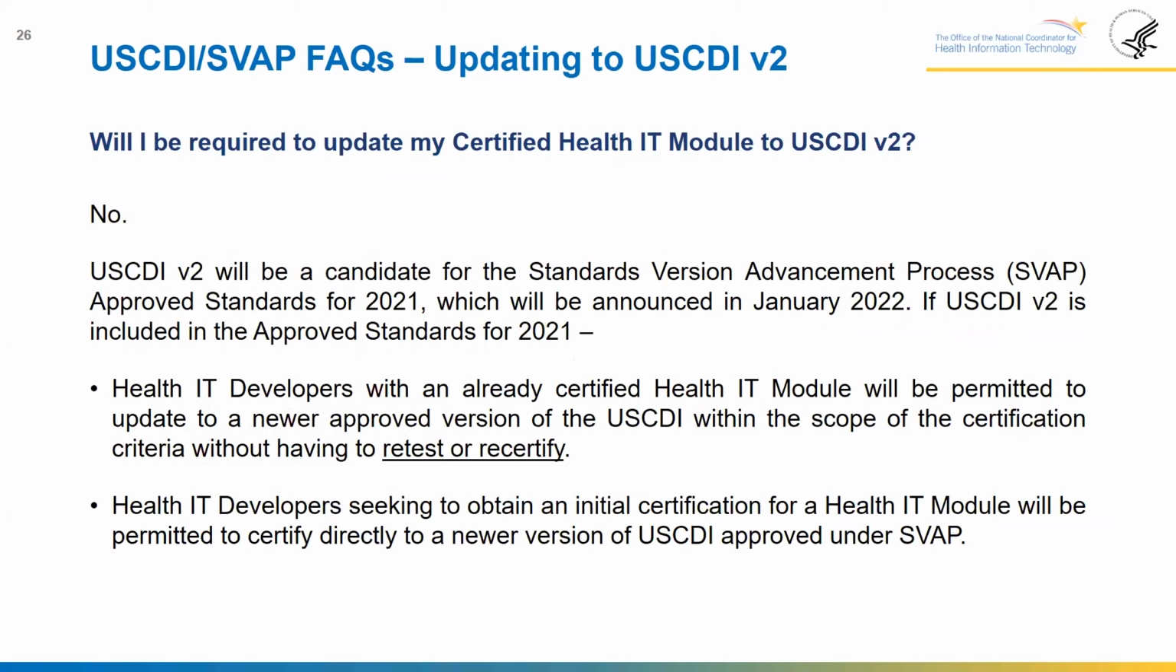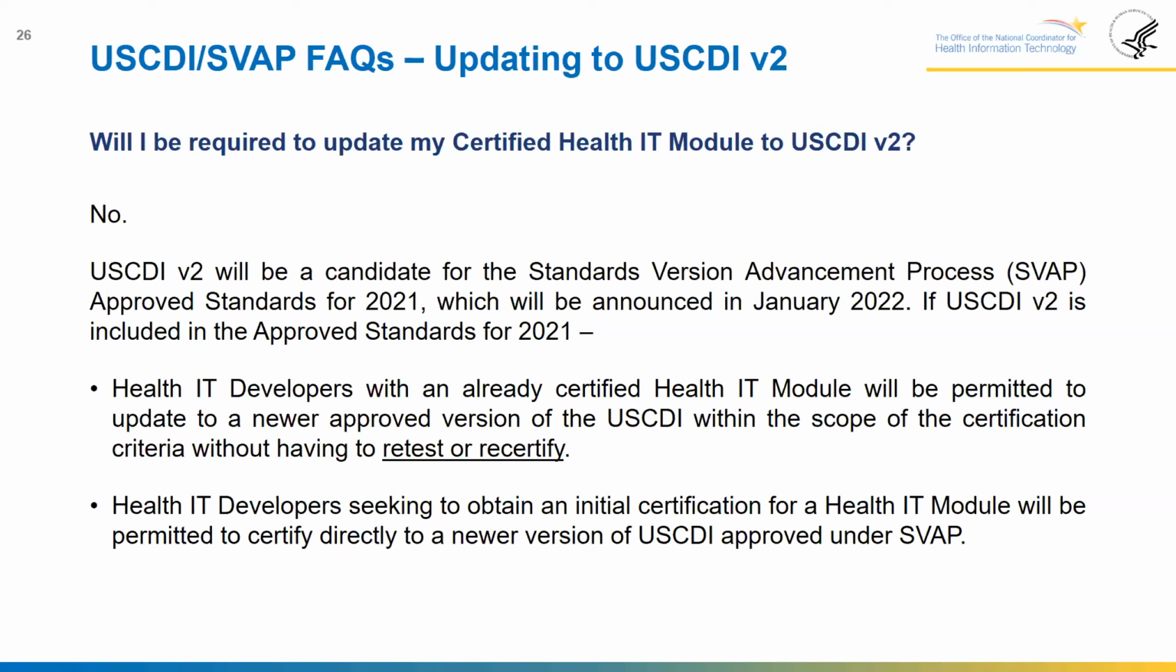And that list that we published in January of this year, the approved standards for 2020, we'll publish a new version of that around January of next year. If USCDI is part of the 2021 approved standards, then health IT developers who've already certified their health IT modules under the certification program will be permitted, meaning voluntary, to update to newer versions of USCDI, including version 2, again, within the scope of the certification criteria, without having to retest or recertify their systems to the new version.